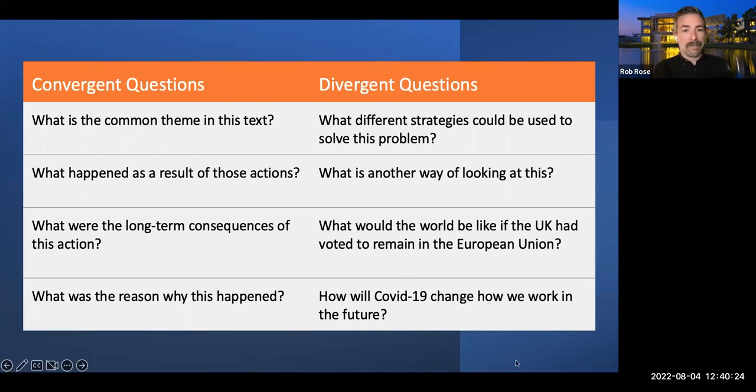On the divergent side, what different strategies could be used to solve this problem? What's another way of looking at this? And this one's maybe a little bit more specific context, but what would the world be like if the UK had voted to remain in the European Union? Or how will COVID-19 change how we work in the future? Again, each of these questions encourages students to analyze and evaluate alternative answers. I will likely be better off by hearing what you have to say on this question, even if I like my answer better, that I'll be better off by hearing your perspective, hearing your opinion.